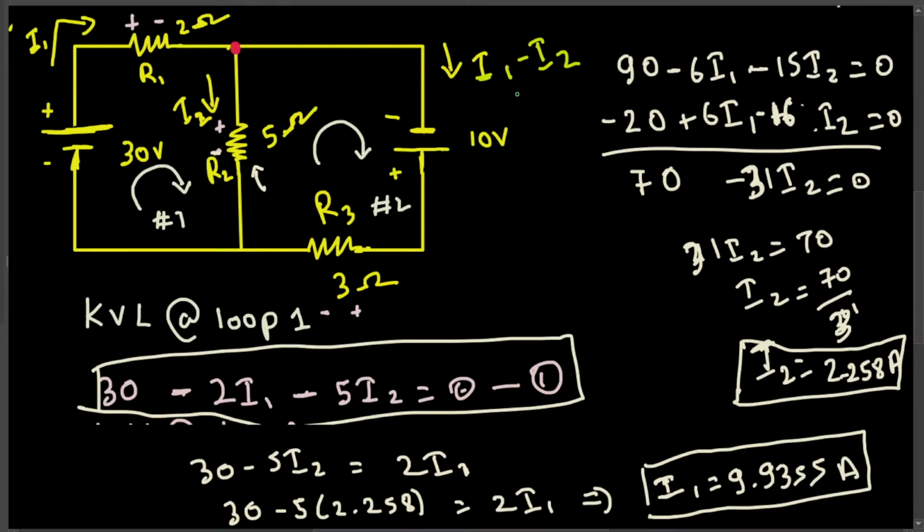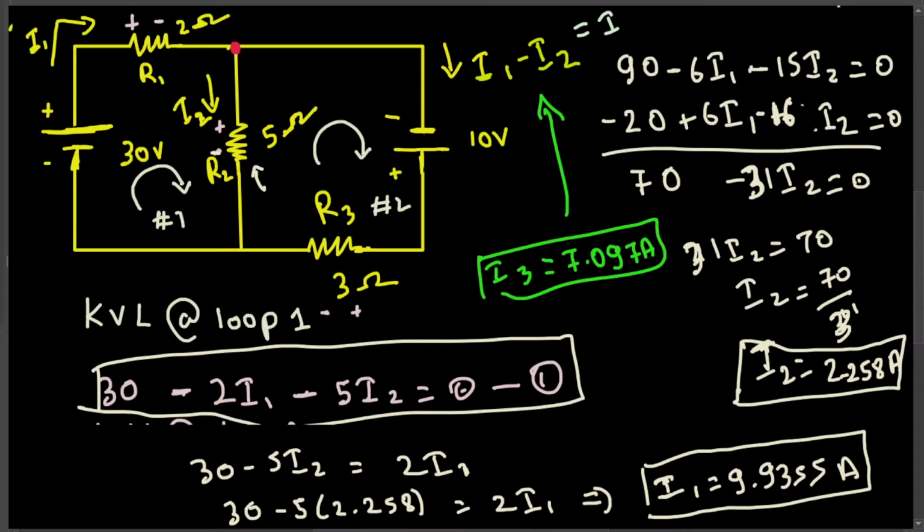In case you want to find i1 minus i2, you just have to subtract this i2 from this i1. Let's call this one i3. If you say this is equal to i3, then if you calculate that one, you're going to get 7.097 ampere. That's i3. That's equivalent to this. Okay, now we have found out the currents.